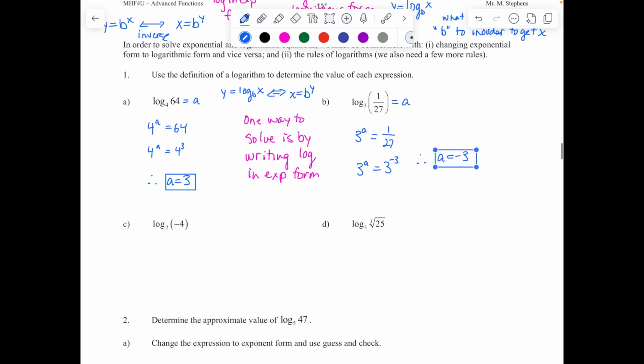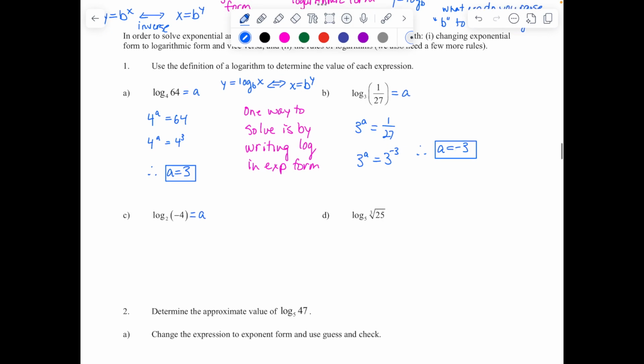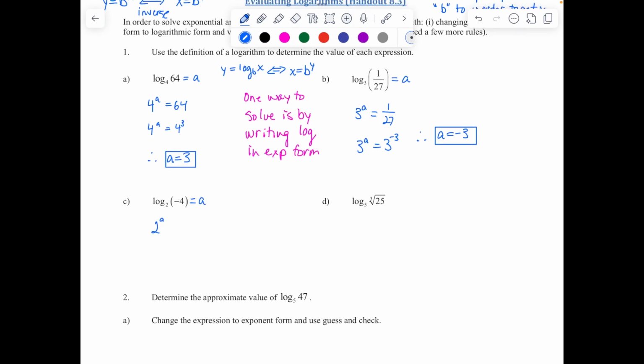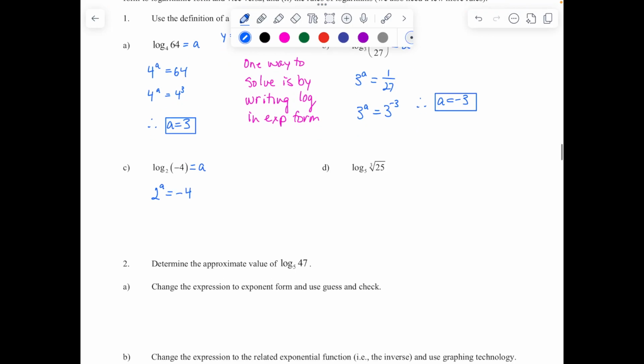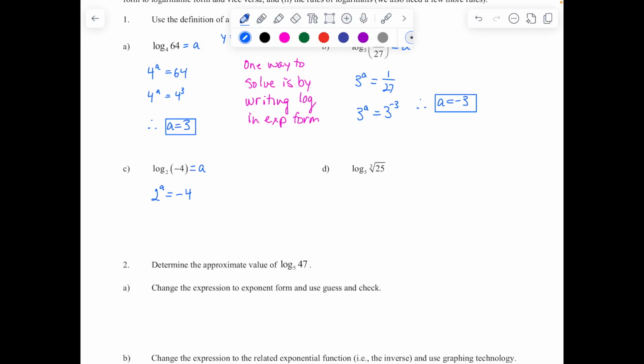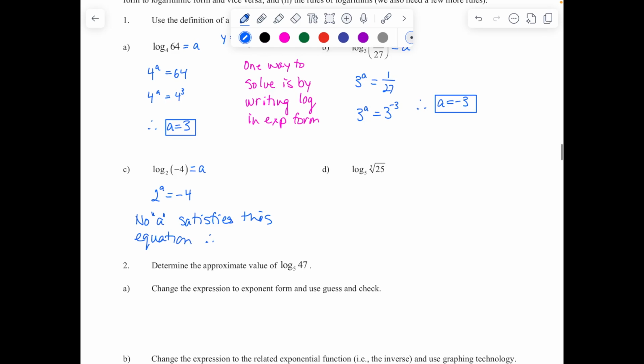All right, a couple more times. If I let this equal a, 2 to the power of a is negative 4. We should recognize that this is impossible because the power on the left-hand side is positive, the right-hand side is negative, and you cannot obtain negative 4 from a power of base 2. So no a satisfies this equation. Therefore, we can just say the log does not exist.